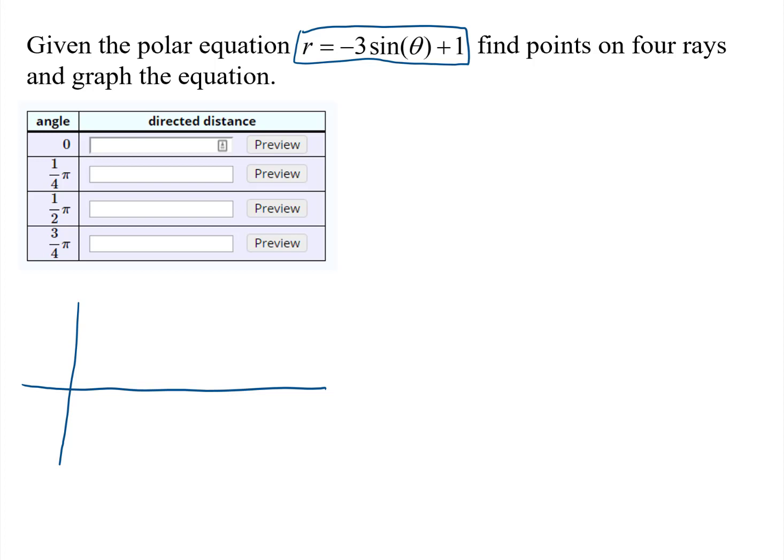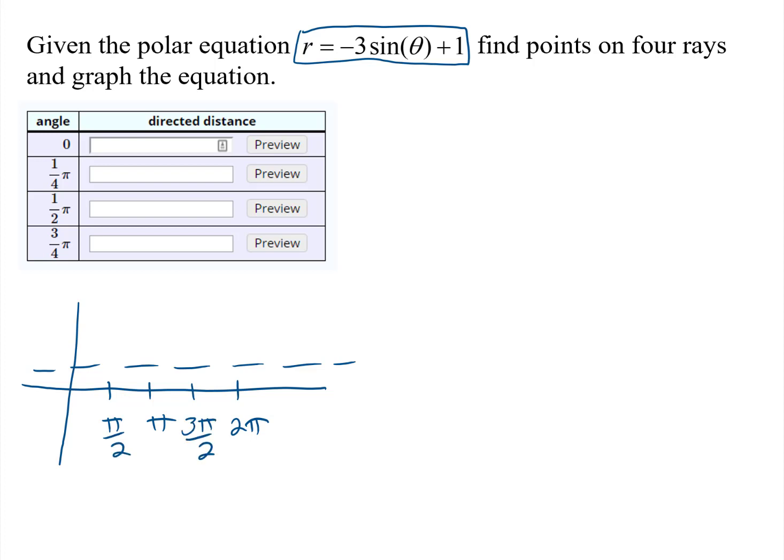So looking at this equation, the plus 1 on the end moves the baseline up 1, so it's going to oscillate around y equals 1. And the period, because it's just sine theta, is going to be 2 pi. So I'm going to make 1, 2, 3. The fourth one will be 2 pi. So the middle will be pi, and half of that will be pi over 2. And this one will be 3 pi over 2.